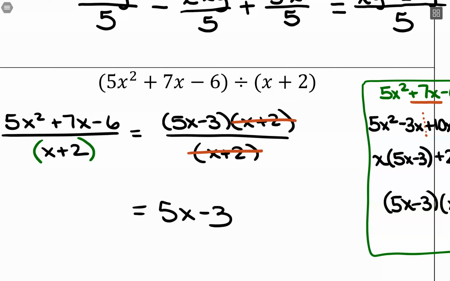Now this piece is touching on rational expressions. So those tied together, that rational expressions are the division of polynomials. So we'll be seeing more of those soon as well.